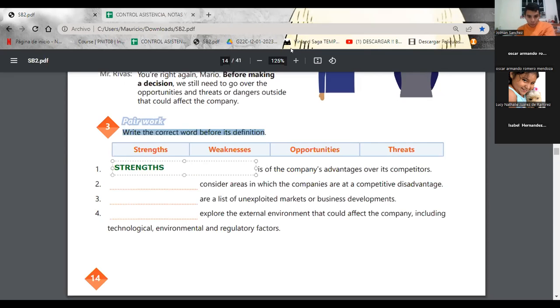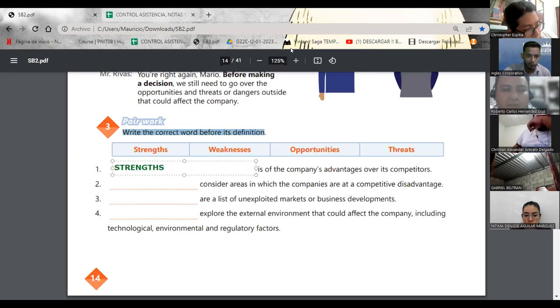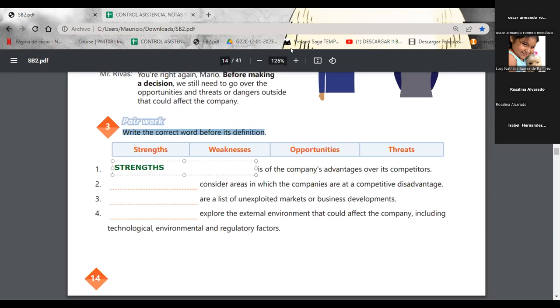Amazing, excellent. Let me see. Rosalina, can you help us with the other one? That would be amazing. Go ahead. The second one: weakness is to consider areas in which the companies are at a competitive disadvantage. Yes, okay. Weaknesses, yes, it's weaknesses. Okay, very good, excellent. Thank you for reading.